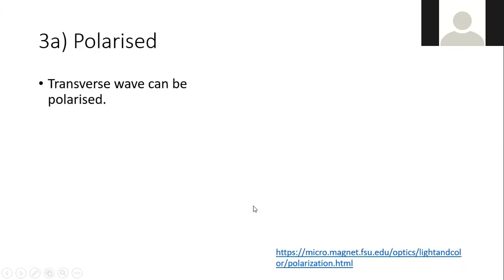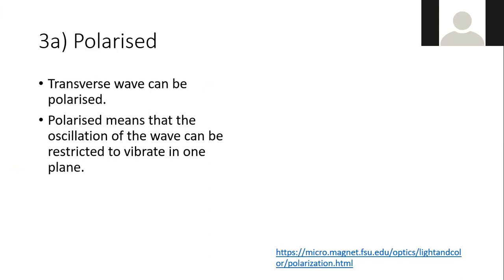Polarized. Transverse waves can be polarized. That's how you differentiate whether it's transverse or longitudinal. Polarized means that the oscillation of the wave can be restricted to vibrate in one direction. It can vibrate up and down, slanting, horizontal. They have different directions, but we can restrict it to one plane. That's what is meant by polarized. One plane of vibration.